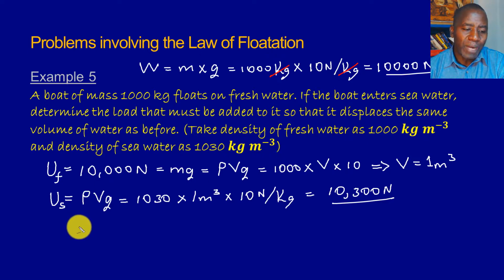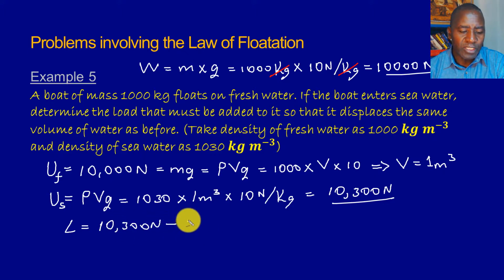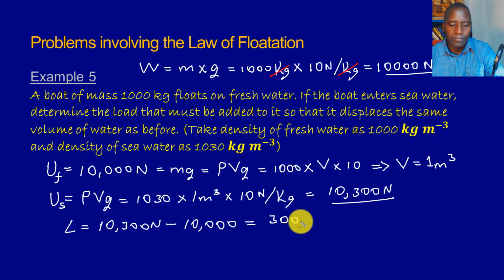We realize that we must have added an extra load of 300 newtons on the boat. So the extra load that we must add on the boat is equal to the upthrust in seawater, which is 10,300 newtons, minus the upthrust in fresh water, which is 10,000, and we get 300 newtons. And the problem is just as simple as that.